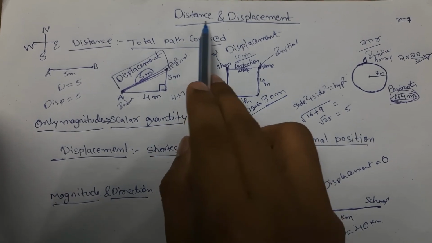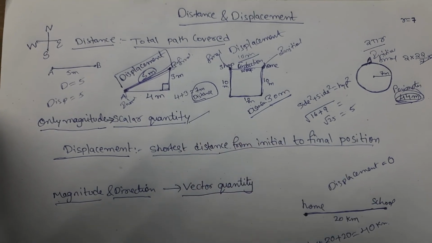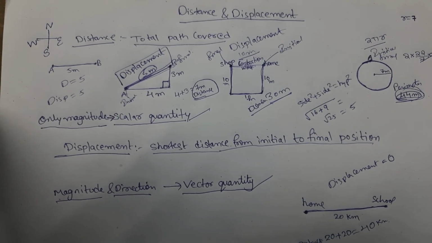This is what distance and displacement is. Distance is a scalar quantity and displacement is a vector quantity. Okay, I hope you have learned something from this video.